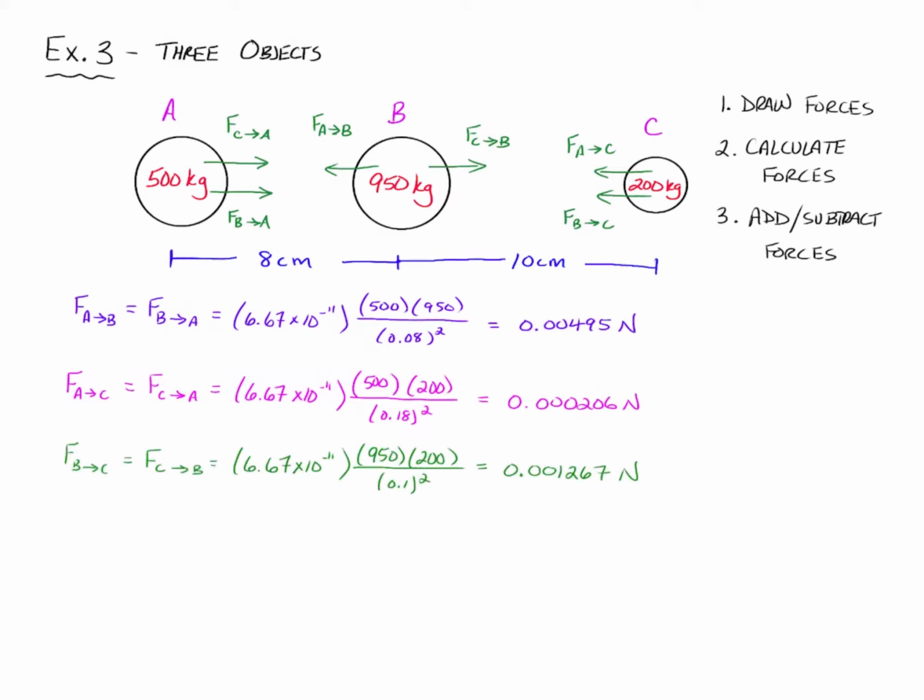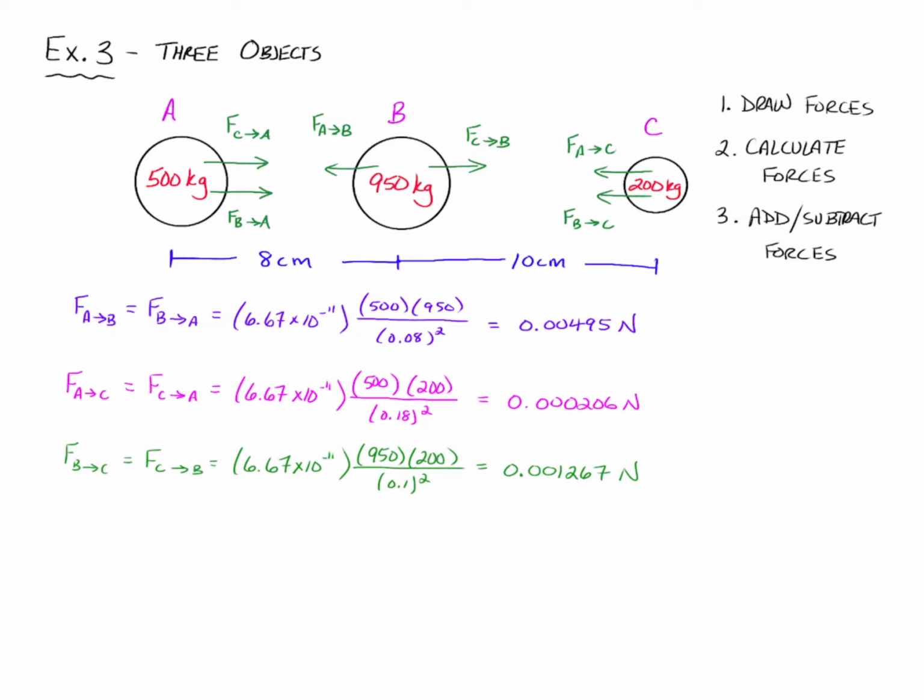I'll calculate the force between B and C as well, so I'll use the same gravitational constant. The masses of B and C, which are 950 and 200, and those are only located 10 centimeters or 0.1 meters apart, and I get 0.001267 newtons. Now, those are the forces that they each exert between one another. I don't want to know that as my answer. My answer is what total force is acting on each of these.